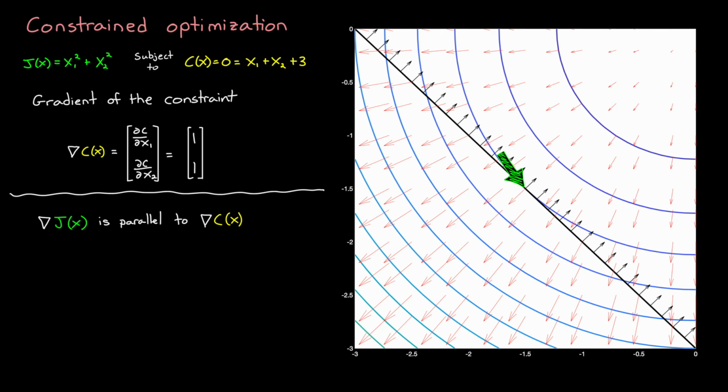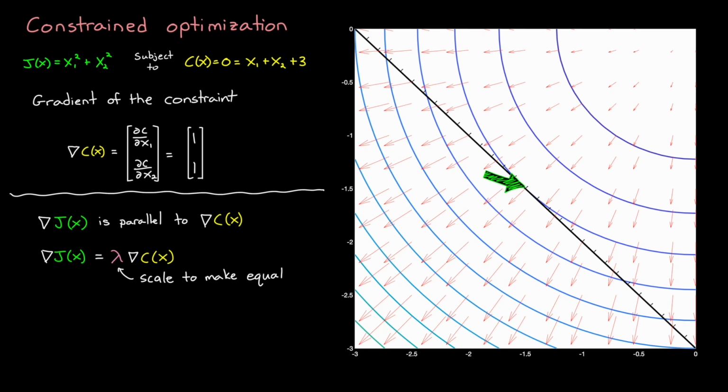Now, they are pointing in different directions, but they are parallel. So to make them equivalent, we can simply multiply the constraint by a constant, lambda. And choosing different lambdas is essentially scaling the gradient, either positively or negatively like I'm showing here. And the idea is that we want to find the Lagrange multiplier that makes the two gradients equal right at this point where they are parallel.